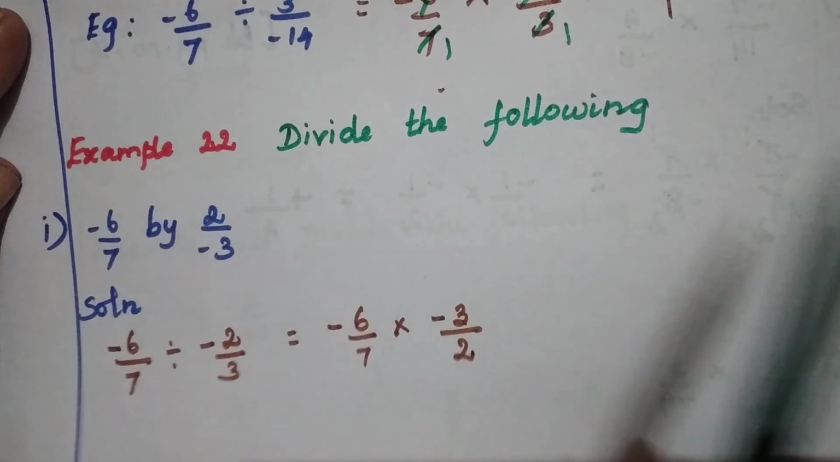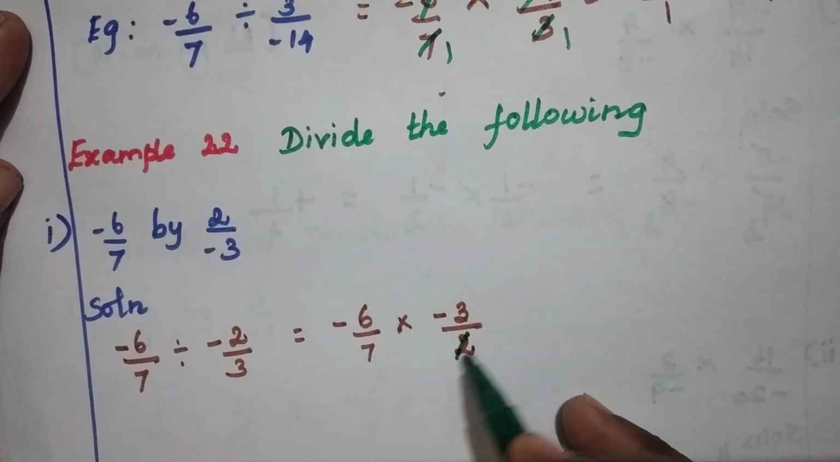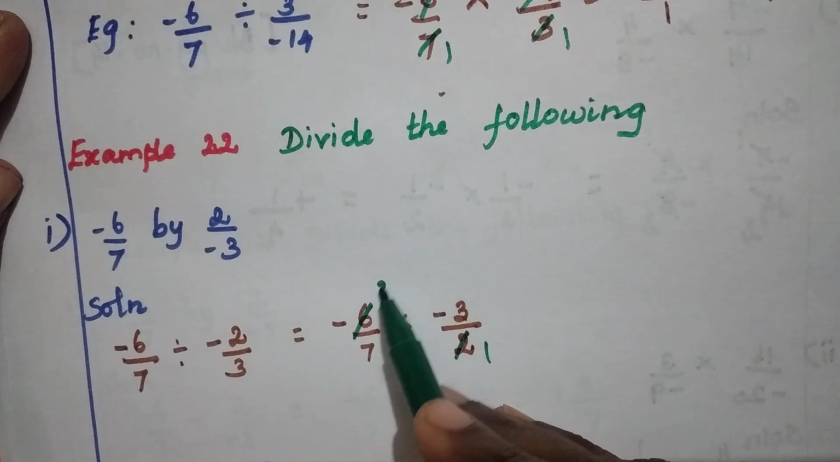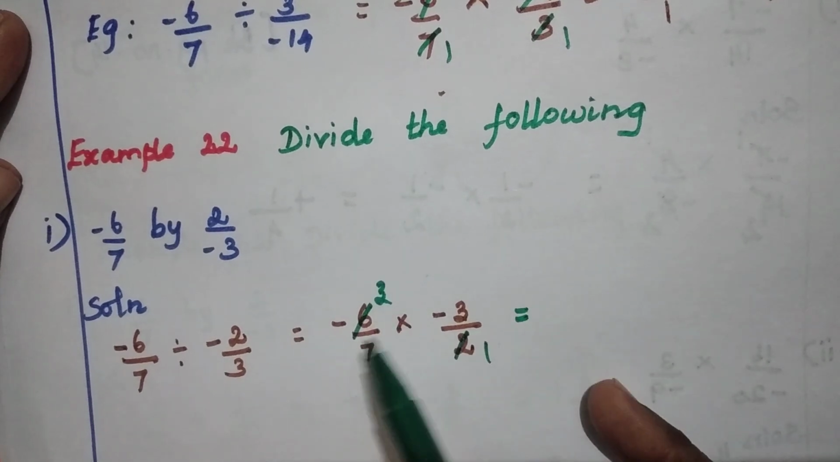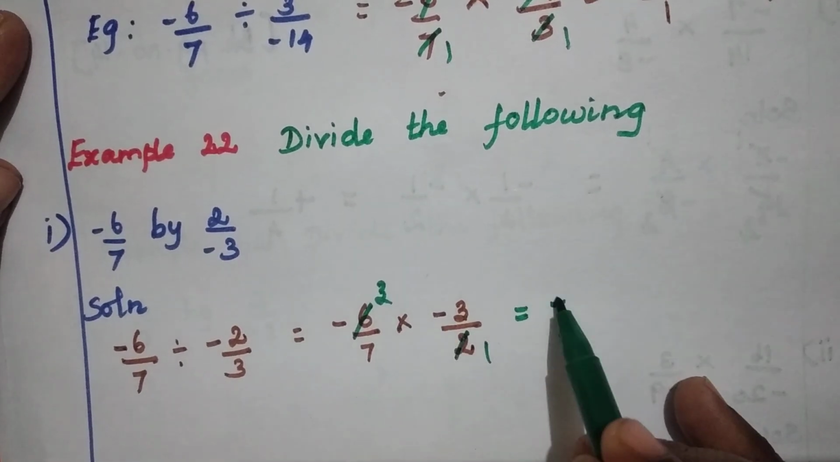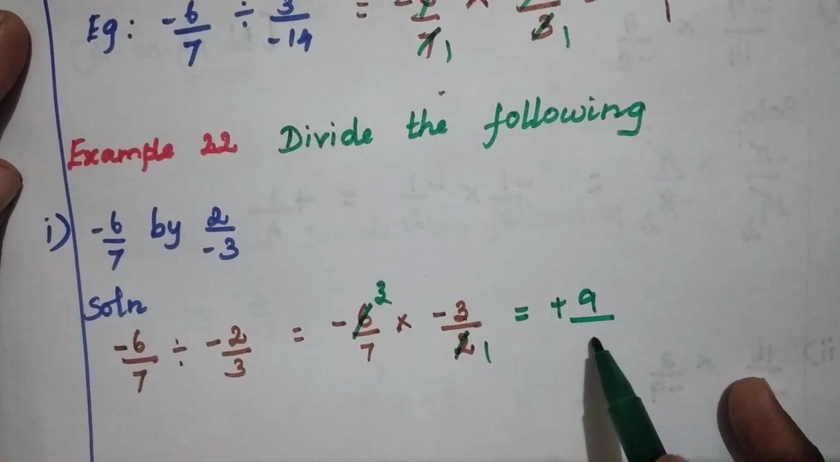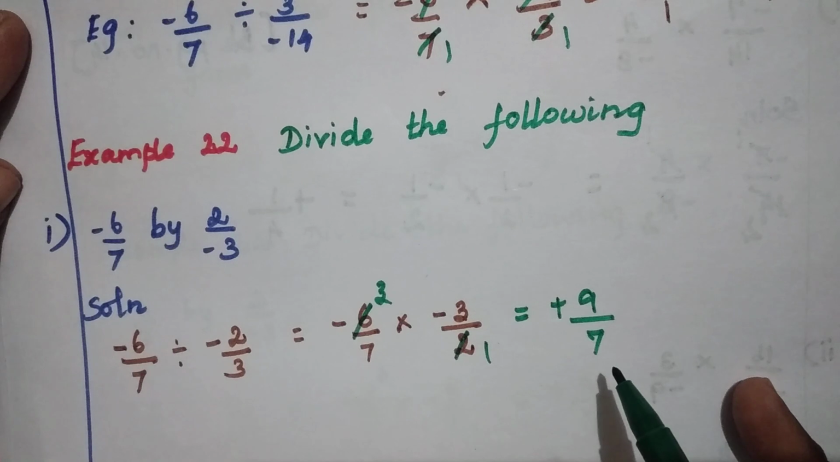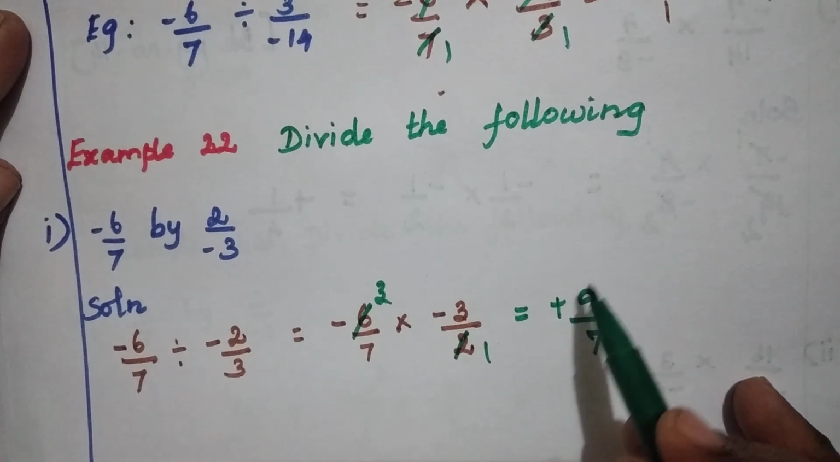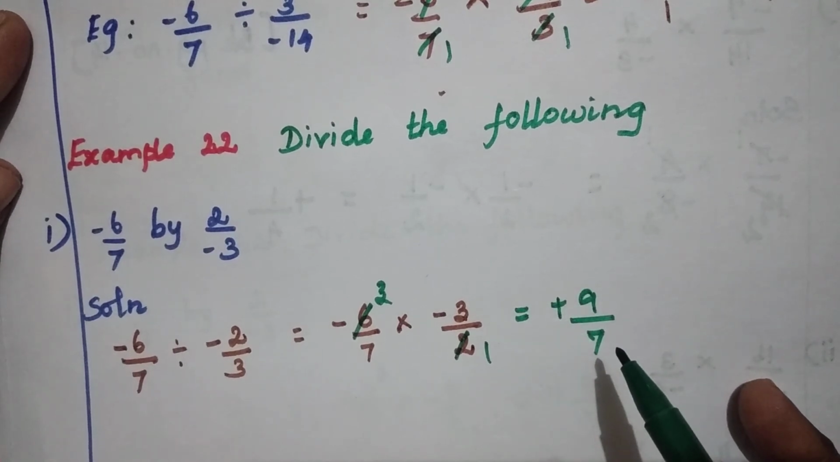Now we can simplify this one. 1 2 is 2 and 3 2s are 6. Minus into minus is plus, 3 3s are 9 divided by 1 7 is 7. So the answer is plus 9 by 7.